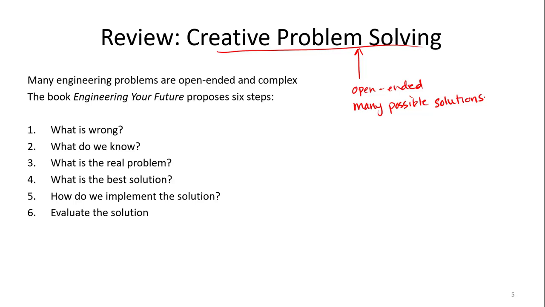Once again, there are multiple different variations on these problem solving approaches. So, depending on who you talk to or what textbook you look at, there may be some variations on these steps. In our textbook, Engineering Your Future, the following 6 steps are recommended. First, we ask ourselves, what is wrong? We want to make sure we understand what the problem is. Then we ask ourselves, what do we know? And we gather as much data as we can.